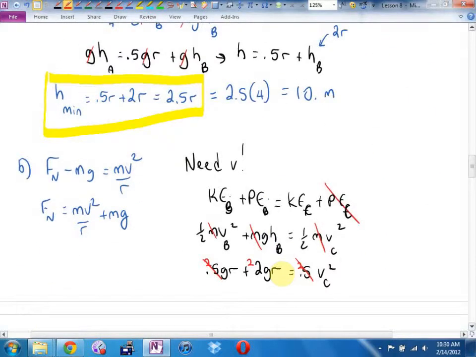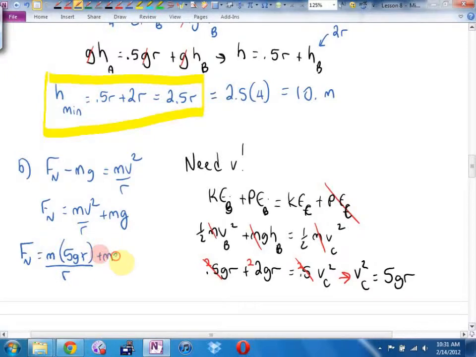In fact, I get g r plus 4 g r. What is v squared at the bottom? I think 5 g r, isn't it? 4 and 1? Let's plug that into here. The normal force at the bottom is going to be m times 5 g r. I don't need to square it because I solved for v squared, over r, plus m g.